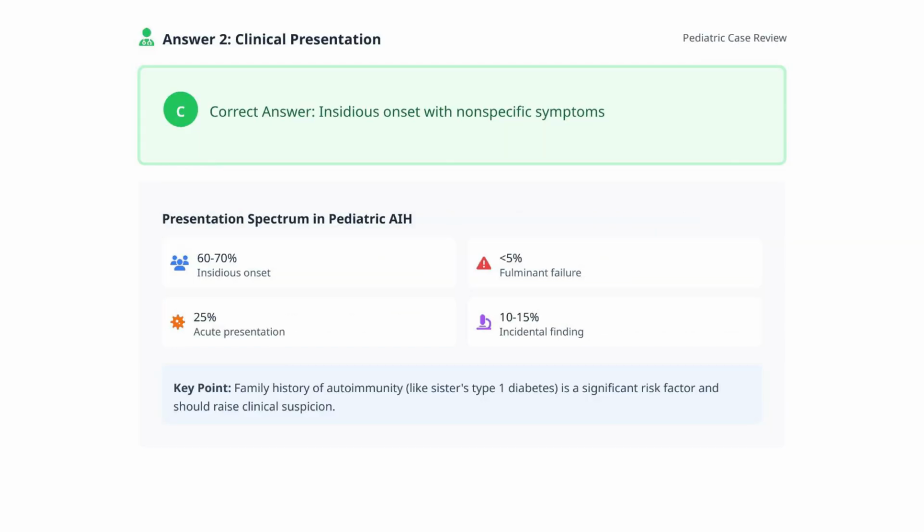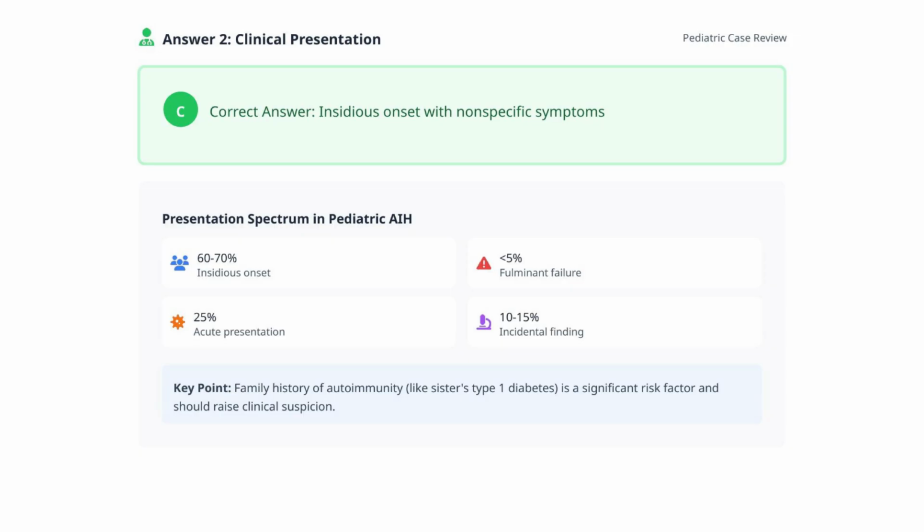The correct answer is C. Insidious onset with nonspecific symptoms. Most children with autoimmune hepatitis present with vague, nonspecific symptoms that develop gradually over weeks to months. These include fatigue, malaise, anorexia, weight loss, and intermittent abdominal pain. This insidious presentation often leads to diagnostic delays.